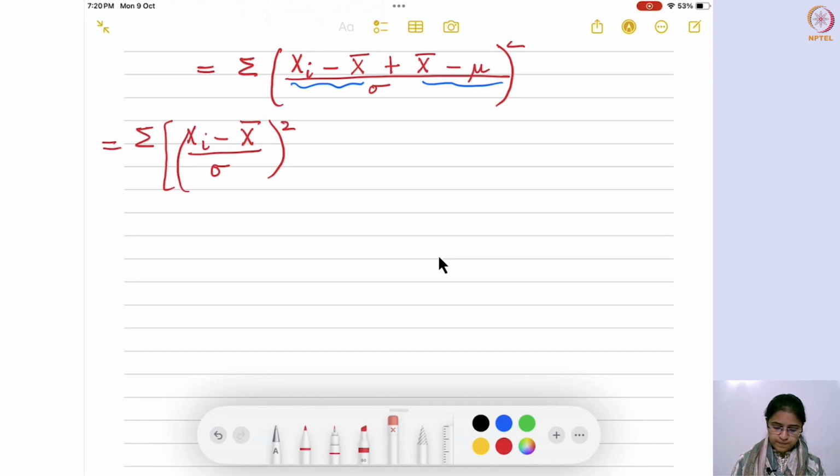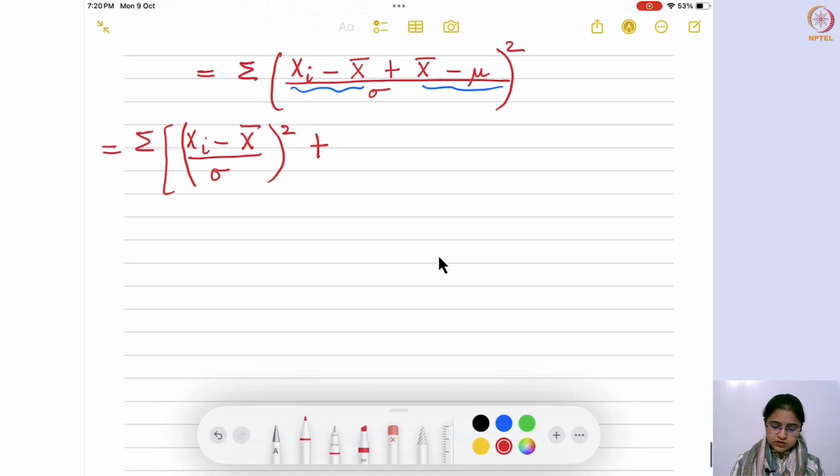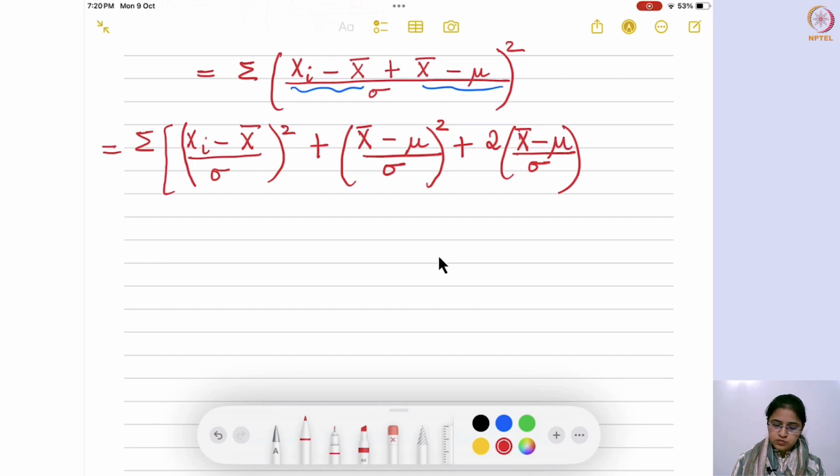Plus x bar minus mu by sigma whole square, plus twice of x bar minus mu by sigma into the other term, that is xi minus x bar.